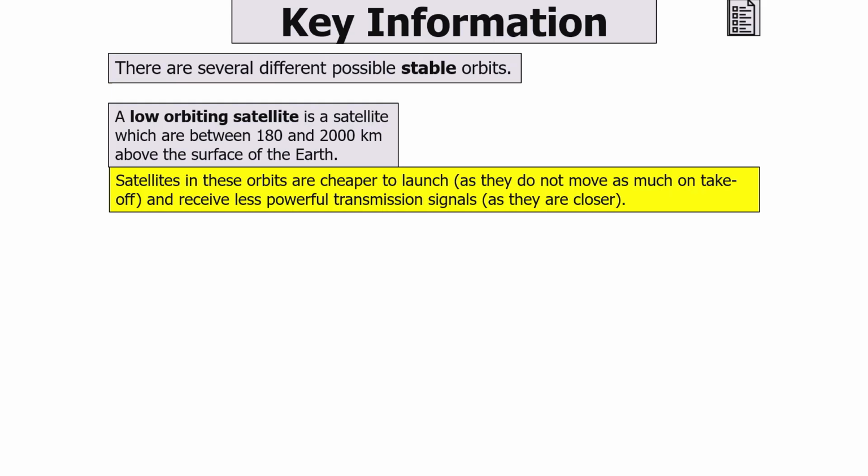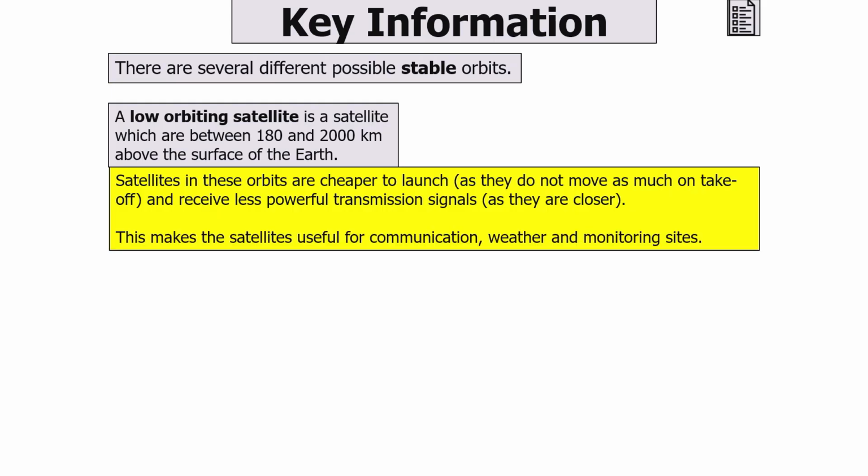Satellites in these orbits are cheaper to launch as they don't have to move as much on takeoff, and they receive less powerful transmission signals as they are closer. So this makes the satellites useful for communication, weather and monitoring sites.